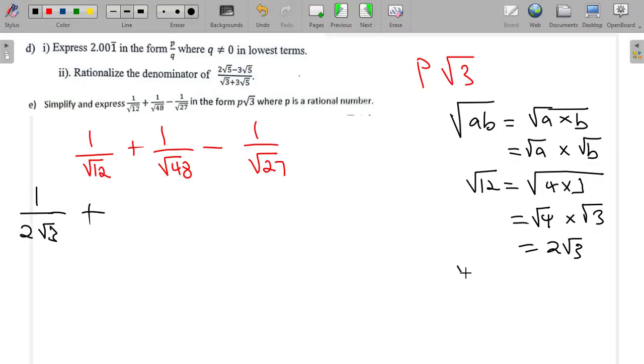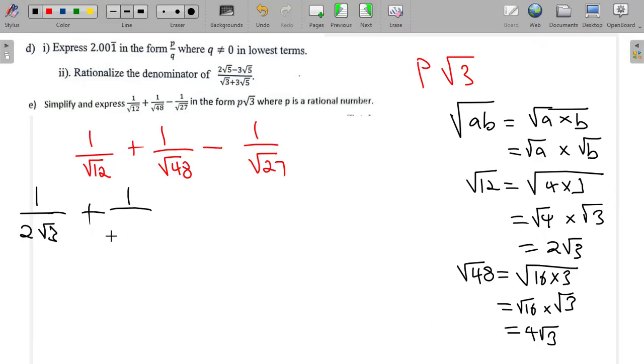Plus, we go to the root of 48. We want to express it as a 3 multiplied by something. So 48 is the same as 16 multiplied by 3. So this will be root of 16 multiplied by the root of 3. Root of 16 is 4, and then I have root of 3. So here it will be 1 over this root of 48. It's 4 root of 3.